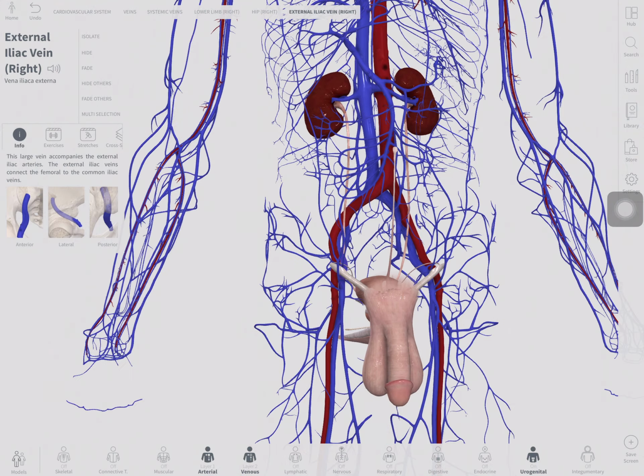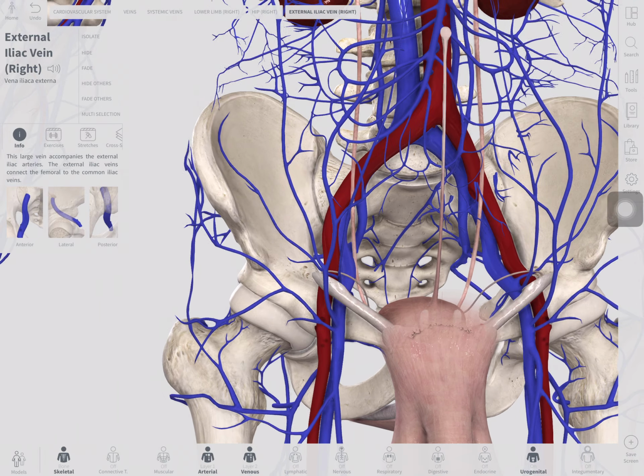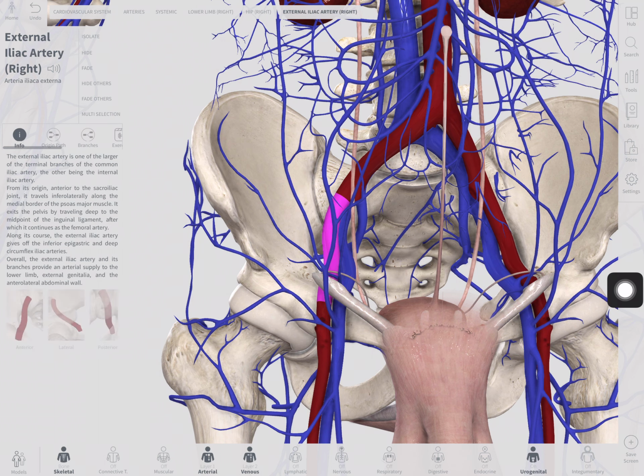Okay, one thing you have to remember here. You see the external iliac vein is running medially, whereas the femoral artery is running in the lateral aspect.